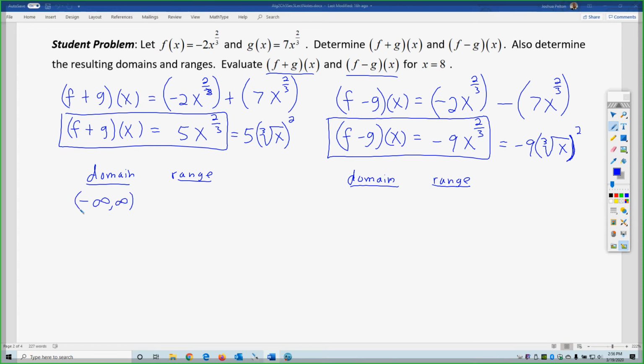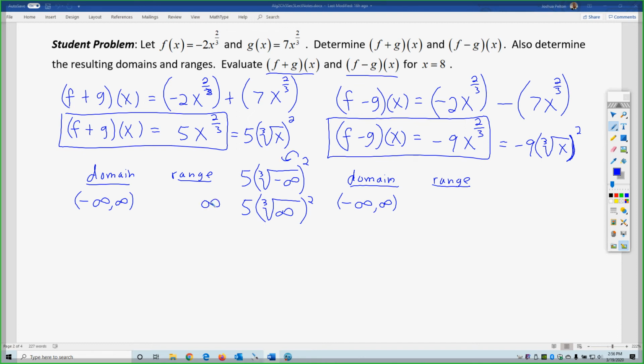Okay? In both cases. However, the range, you have to plug in the domain to get the range. So if I plug in the domain, 5 third roots of negative infinity squared, and 5 third roots of infinity squared, in both cases I get positive infinity, because if you square a negative, you get a positive. So in both cases, I get infinity. So this is going to go to infinity.